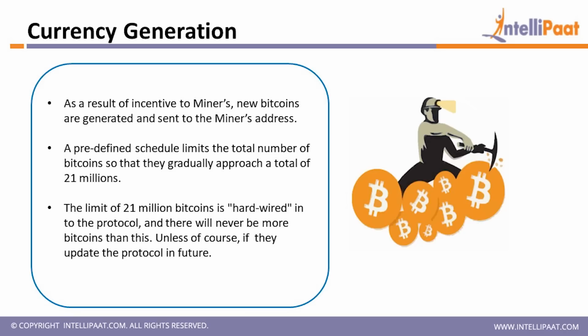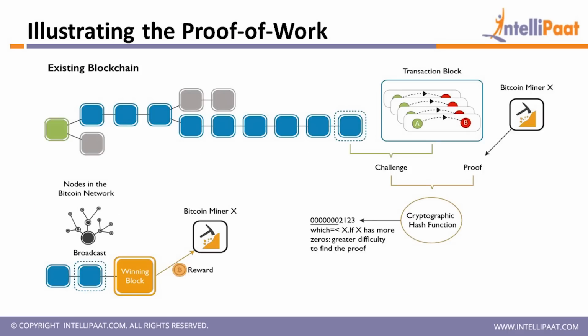Currency generation. As a result of the incentive to miners, new bitcoins are generated and sent to the miner's address, that is, their wallet. A predefined schedule limits the number of bitcoins so that they gradually approach a total of 21 million. So, if we talk about Bitcoin, only 21 million Bitcoins can be generated as per the current hard-coded value in the Bitcoin blockchain network. This value is hardwired in the protocol, and in the current scenario it cannot go above 21 million until the value is changed in the protocol itself. So currencies are generated as a result of winning and creating a new block in the blockchain, in the form of a reward.